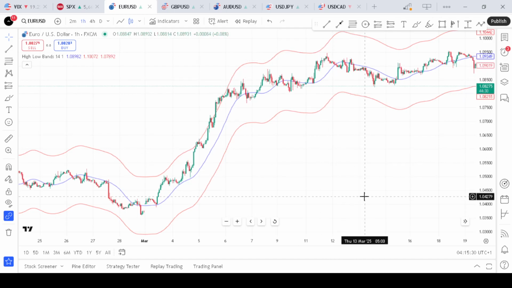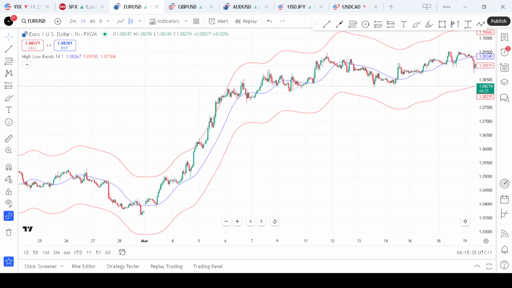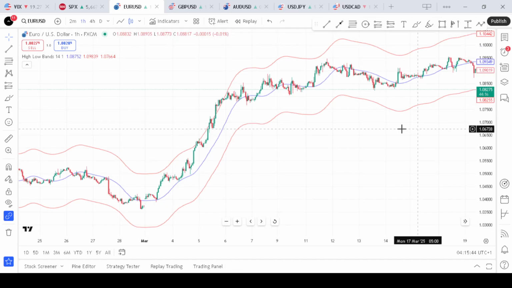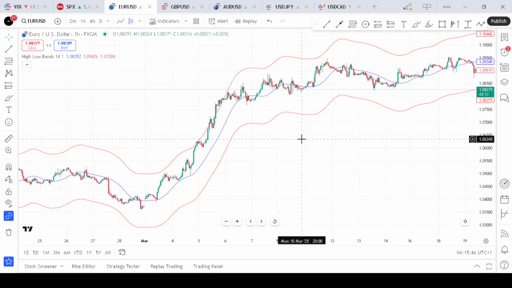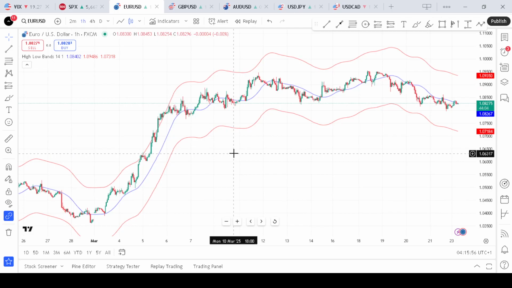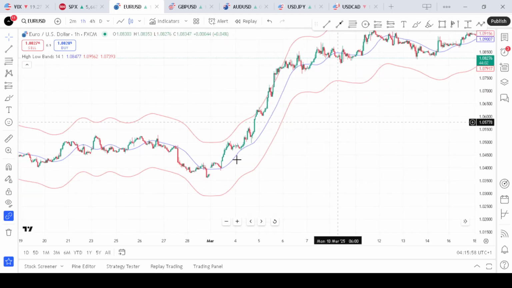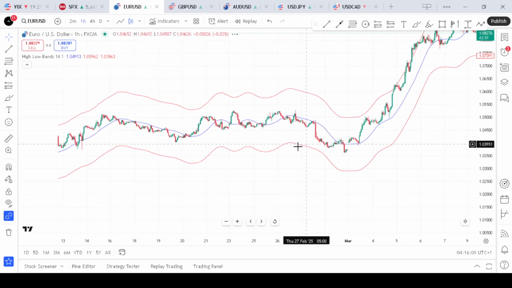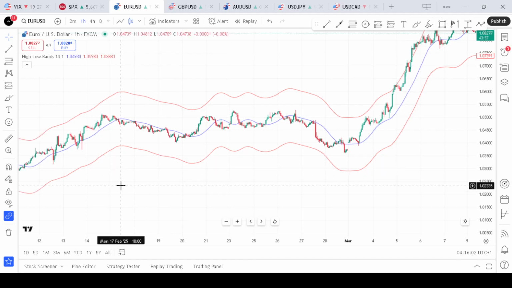So let's see how we can trade with the high-low bands. We're going to look at a step-by-step way how we can tailor this strategy to different market conditions. The first way is to apply it during our breakout trading strategy. This strategy focuses on capturing strong price movement when the market breaks out of a consolidation phase.